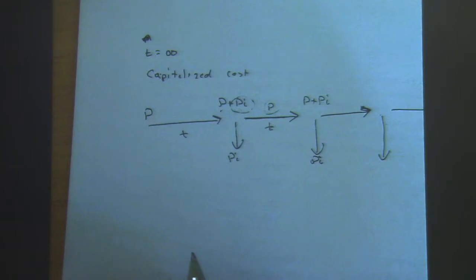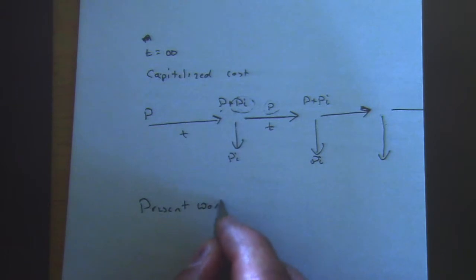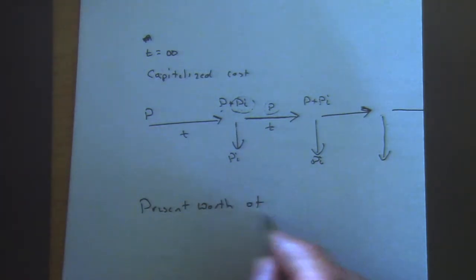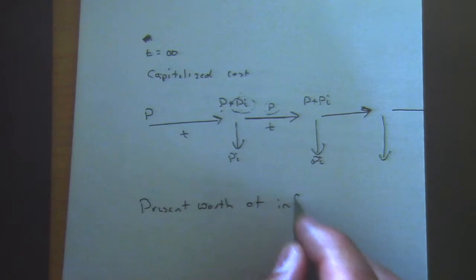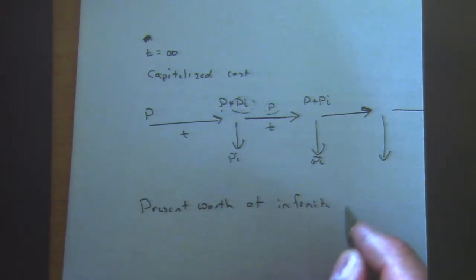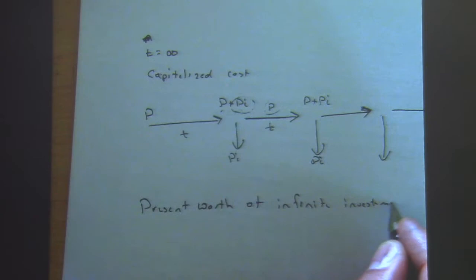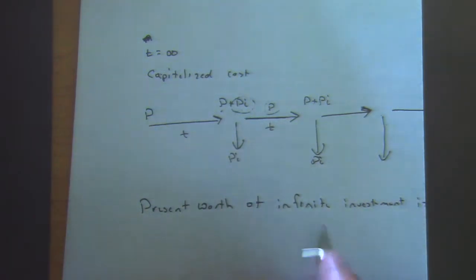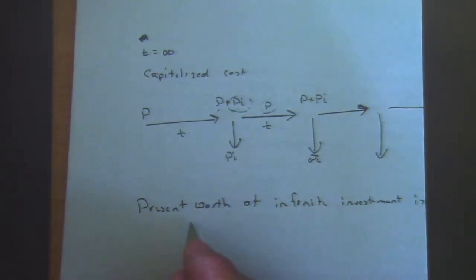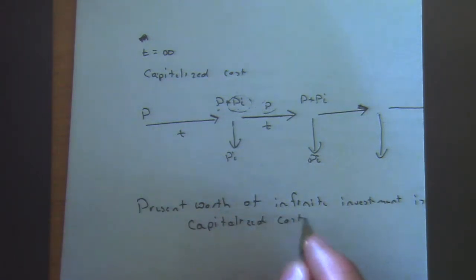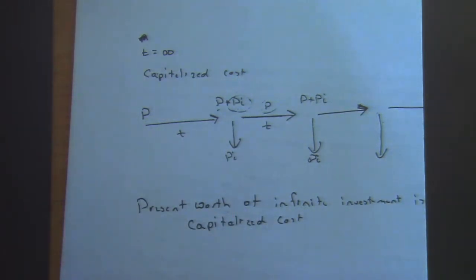Okay? Well, it turns out that if we want to go through and determine how much cost, what the present worth of an infinite investment is, this is what we're referring to as the capitalized cost. And this turns out to be a very easy calculation.